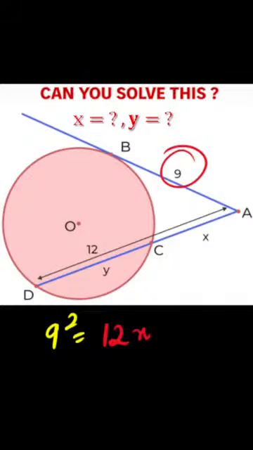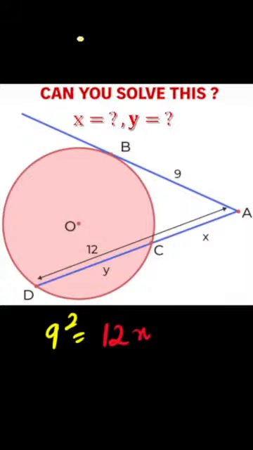Once again, I'm going to repeat, the square of the length of the tangent is equal to the product of the length of the secant with its external segment. So we are going to take the full secant length and its product with the external segment. External segment means the outer portion only, right? The outer portion of the secant, which is not inside the circle.